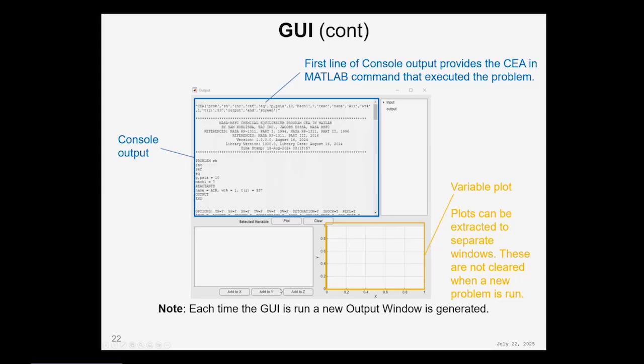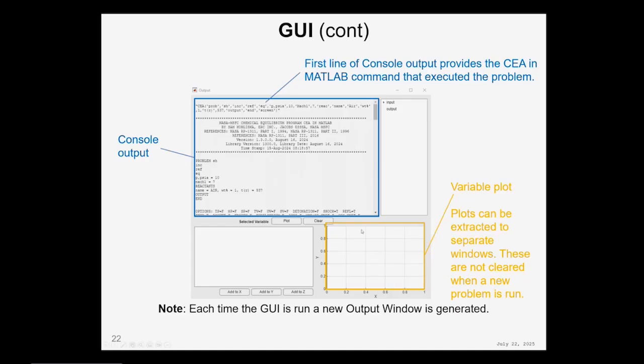We can add them to X or Y or to Z to make 2D and 3D plots when sufficient data is available to give a sense of how things are changing for each problem or across the problems that have been run.